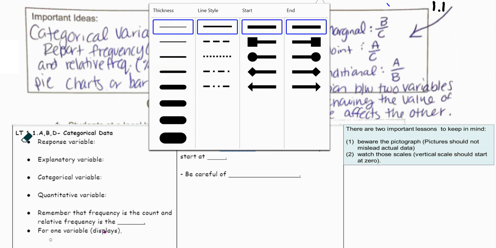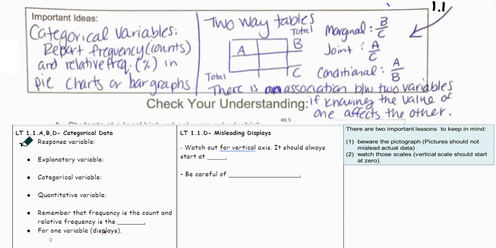First off, when we talk about graphs, we talk about different variables. Here we have different kinds of variables that we're talking about: response, explanatory, categorical, and quantitative variables. Now, a response variable is a variable that I essentially think of as the output. It is the variable that is predicted.